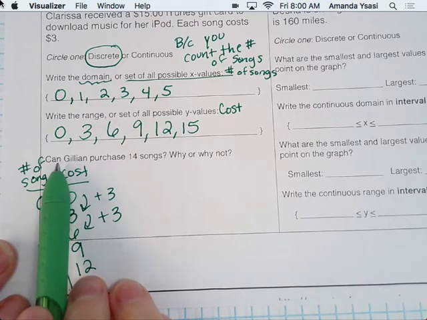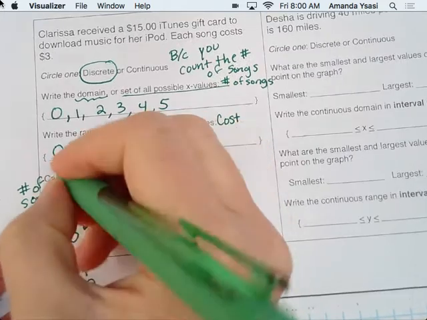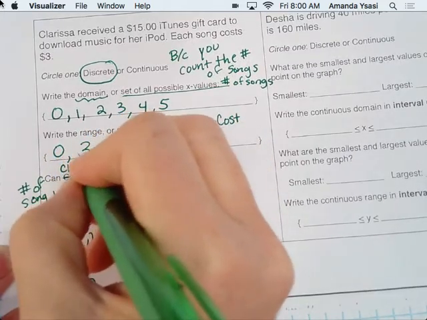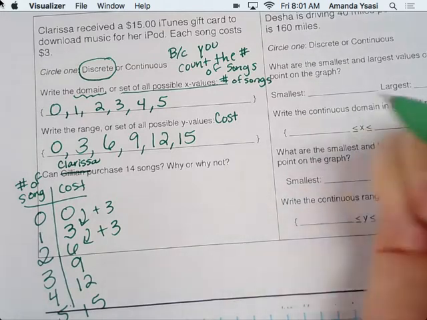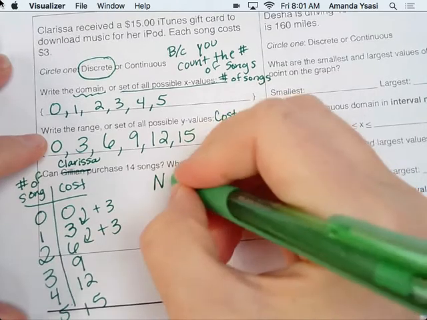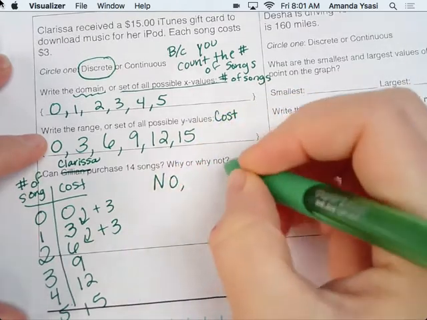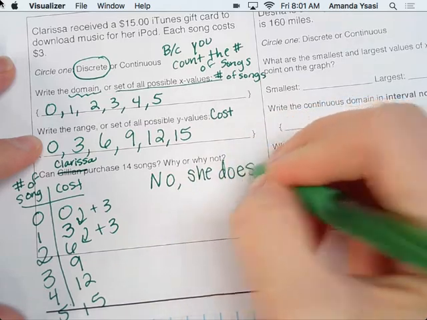And then our question is, can Gillian? Who's Gillian? I bet you this was supposed to say Clarissa. A little mistake there. Can Clarissa purchase 14 songs? Why or why not? Okay, so can she purchase 14 songs? No. Why? She doesn't have enough money on her gift card, right?